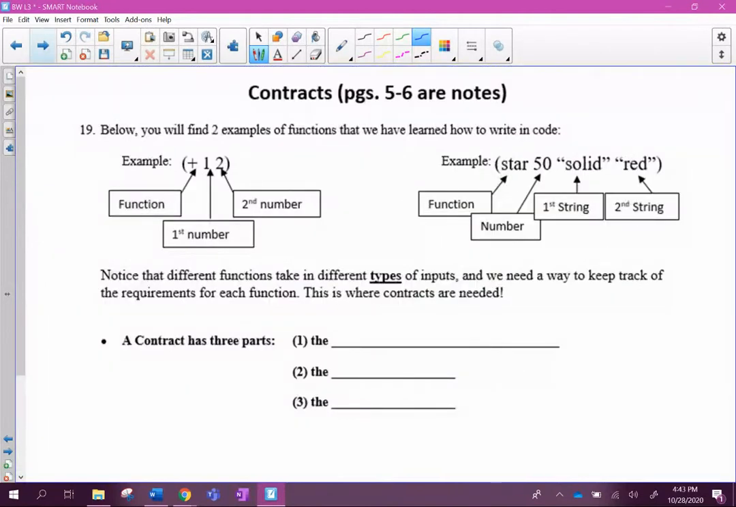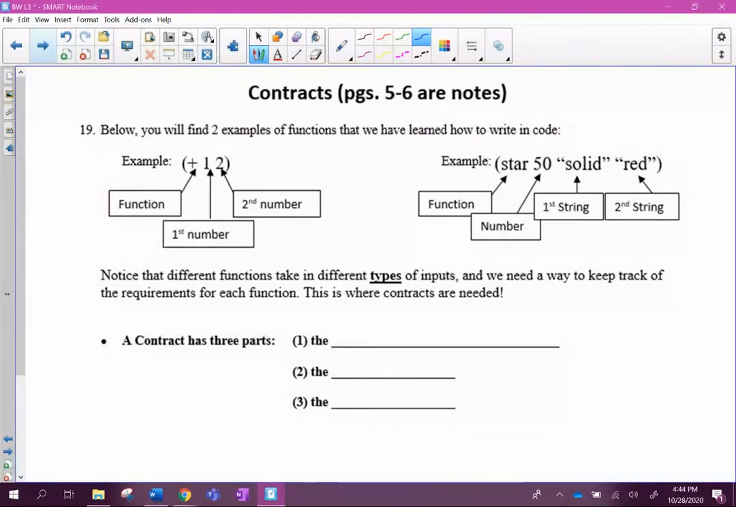All right. So below you will find 2 examples of functions that we have learned how to write in code. So far we've talked about functions, add, subtract, multiply, divide, and the star function. Notice that different functions take in different types of inputs, and we need a way to keep track of the requirements for each function. This is where the contracts come into play, okay?